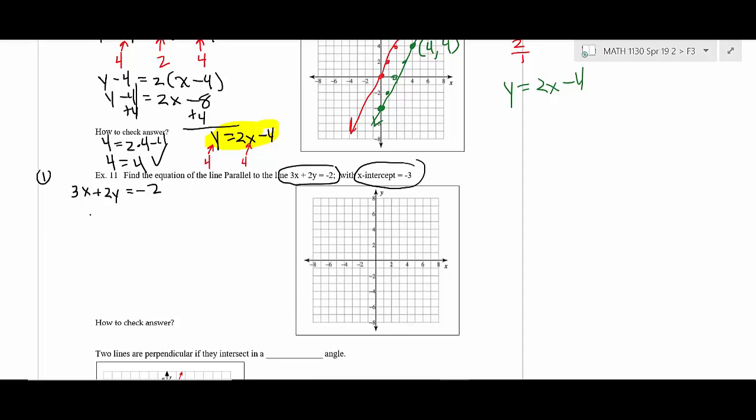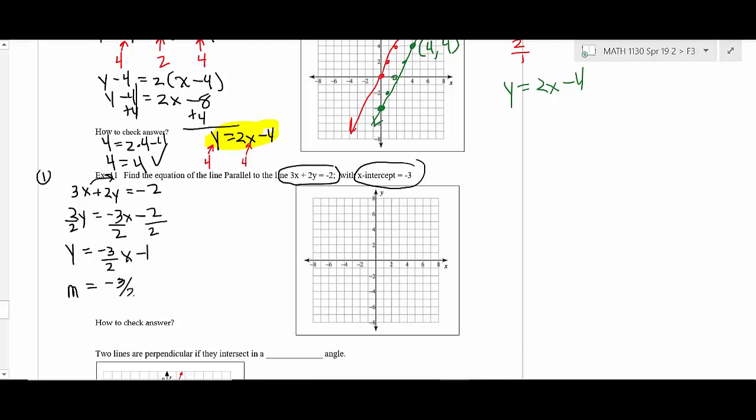Solve for y. So you want to solve for y, so you can move the x over. You'd have 2y equals negative 3x minus 2. Then you can divide by 2. So we'd end up having y equals negative 3 halves x minus 1. Okay, so what's the slope? Negative 3 halves.